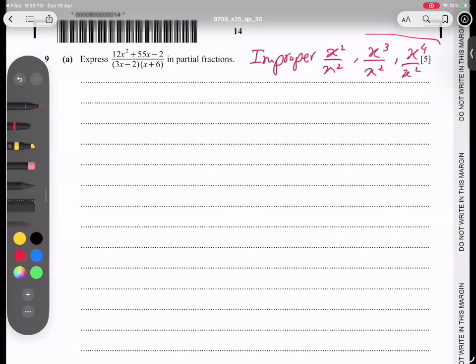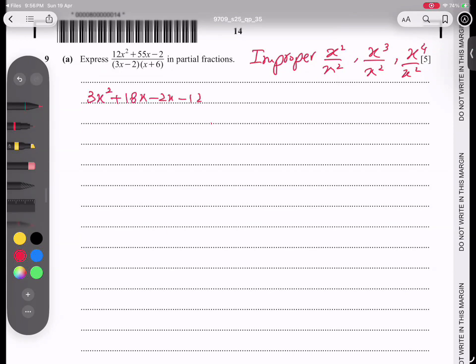So when the upper power is bigger than the denominator, it is called improper. So we have to do long division. So what to do in long division? First I multiply the denominator. I'm getting here 3x to the power 2, 3 6s are 18x, negative 2x, and negative 12.